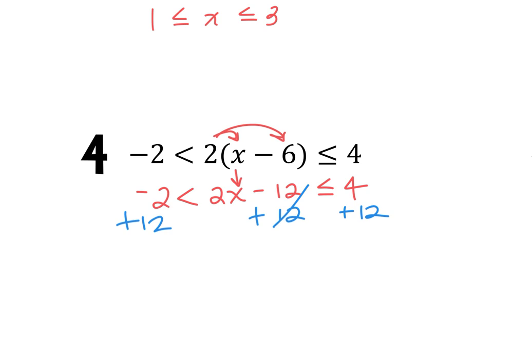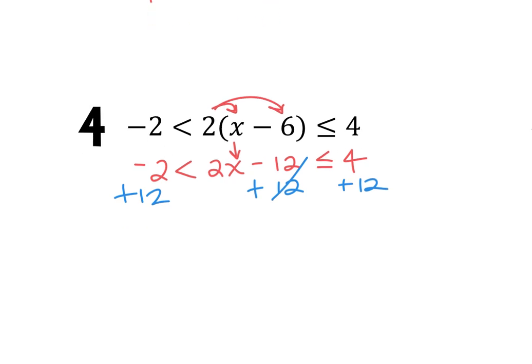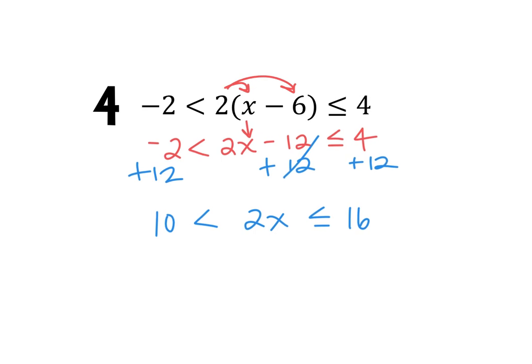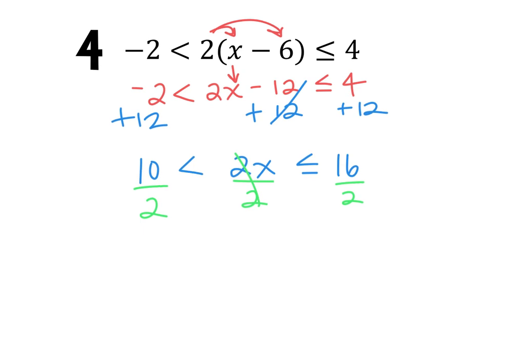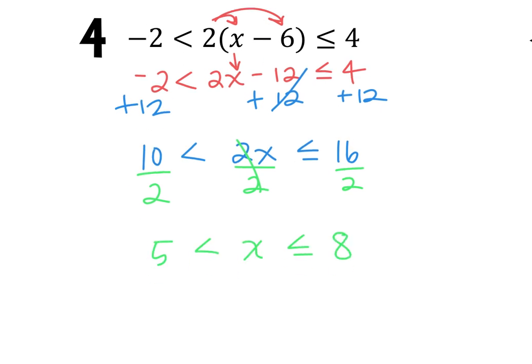Stealthy. All right, so negative 2 plus the 12 is going to give us 10. So now we have 10 is less than 2x, which is less than or equal to the 16. Then the last thing we do to get that x by itself is undo that coefficient. So we'll divide by that 2. Leaving us 10 divided by 2 is 5. So 5 is less than x, which is less than or equal to 8.